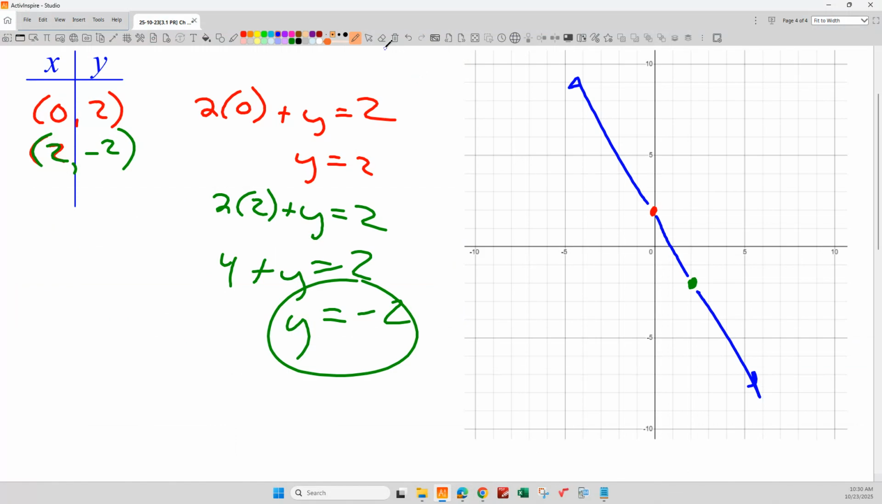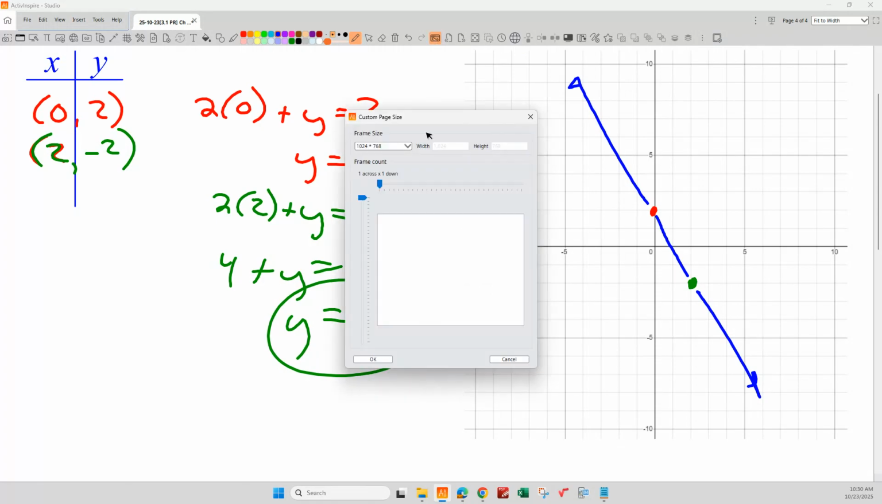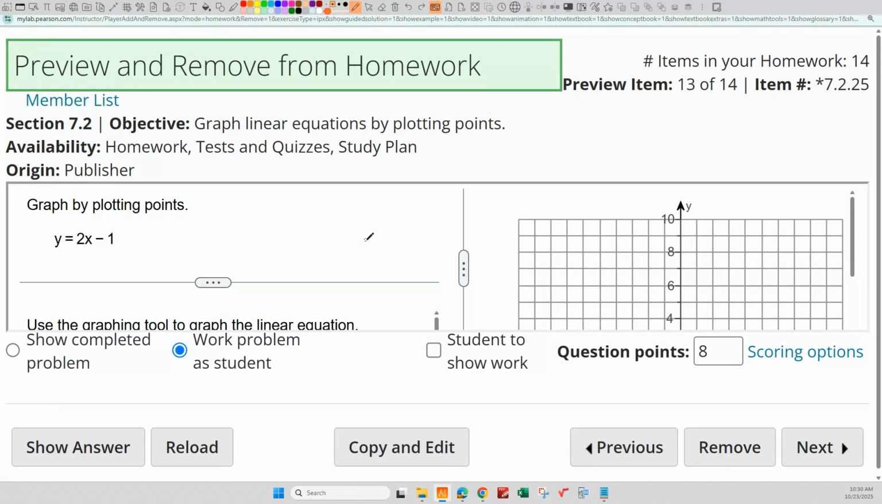Okay, so if I make a t-table, let's see if I can remember how to do this. This is a little different. I have to go, is that it? No, shoot, where is it? Right there. Okay, so I'm going to make my t-table. X and Y. Everybody pick an X value. What's it going to be?